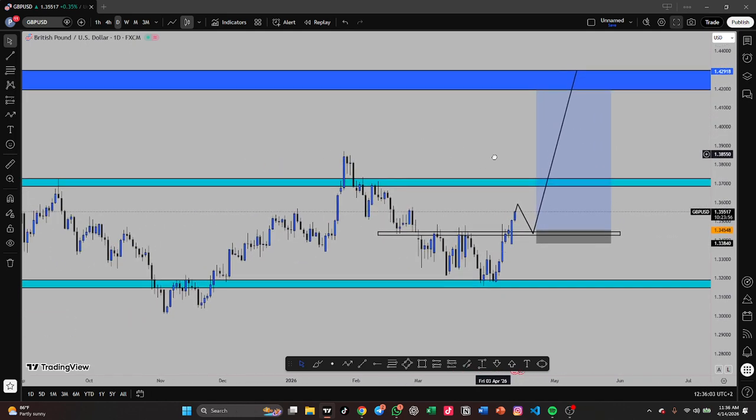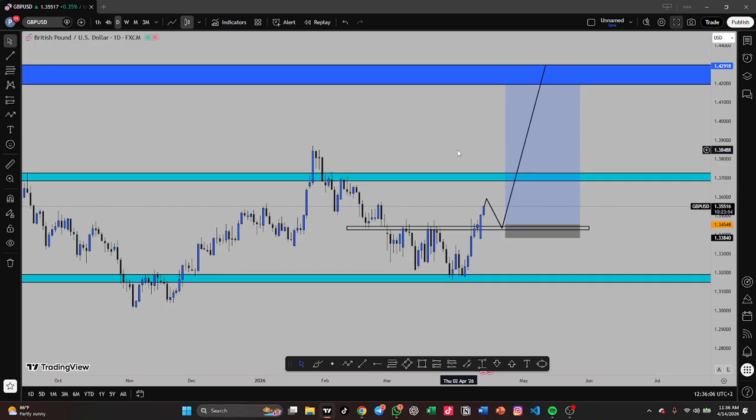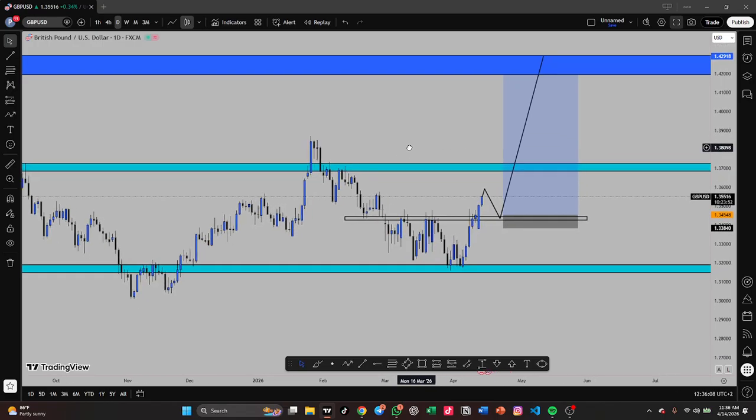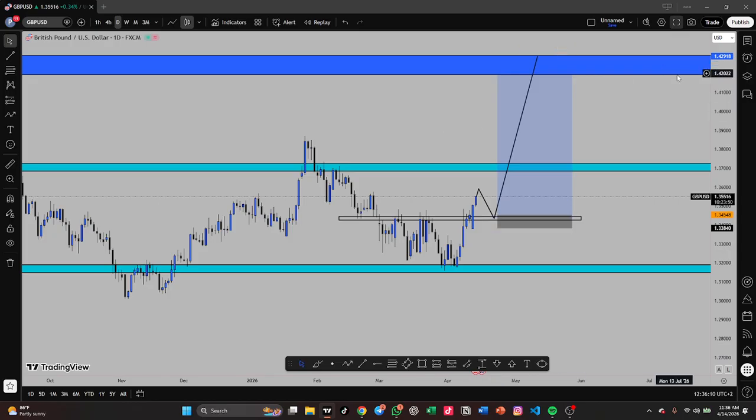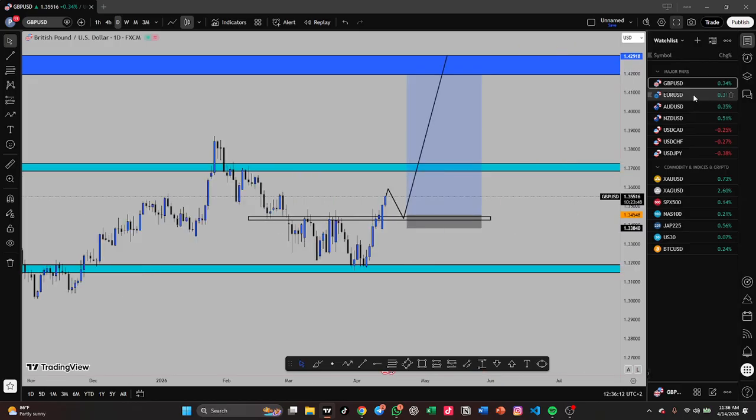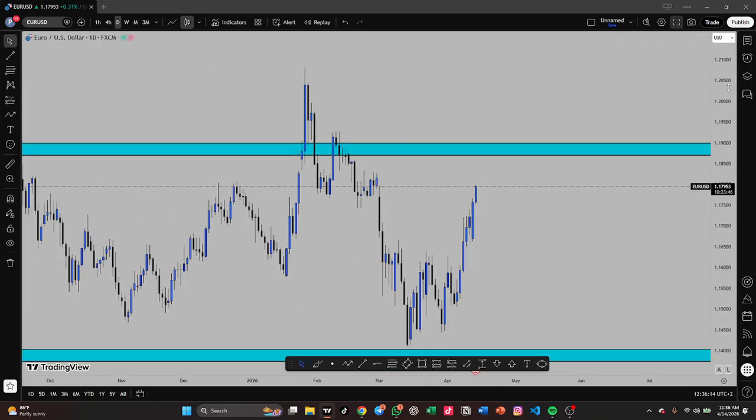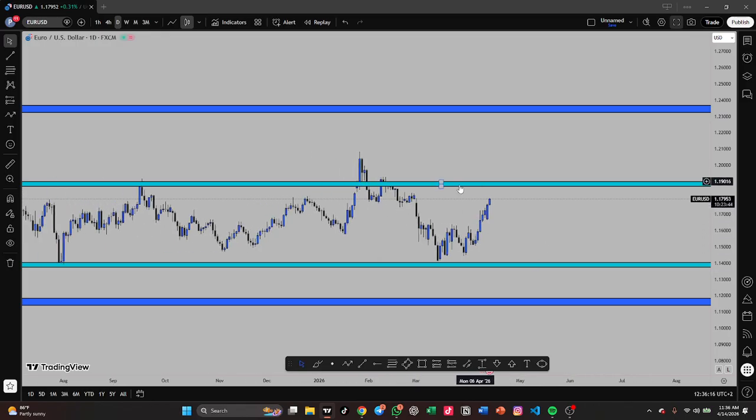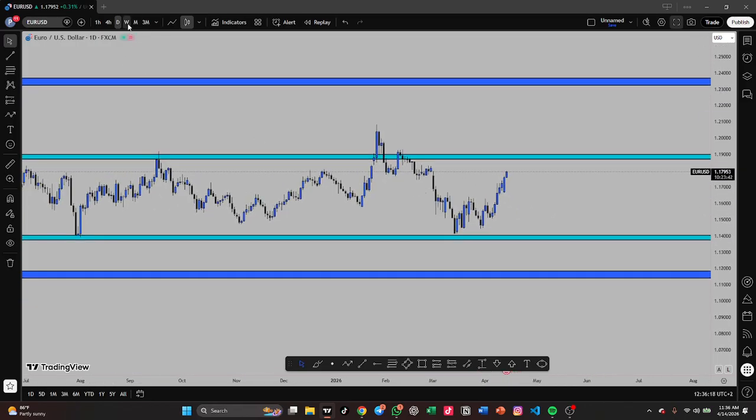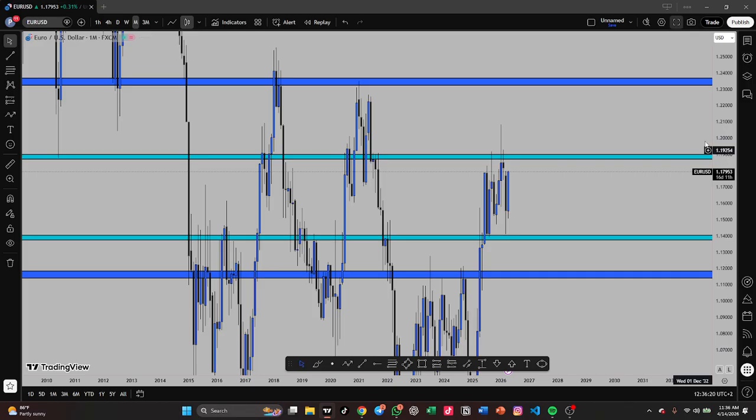Okay, so this is what my outlook looks like on GBP USD. Let's move to the next currency pair, Euro USD. Now, Euro USD, let me just start from the monthly charts.